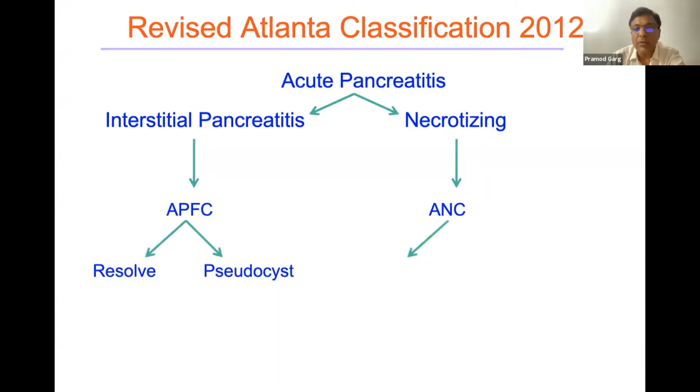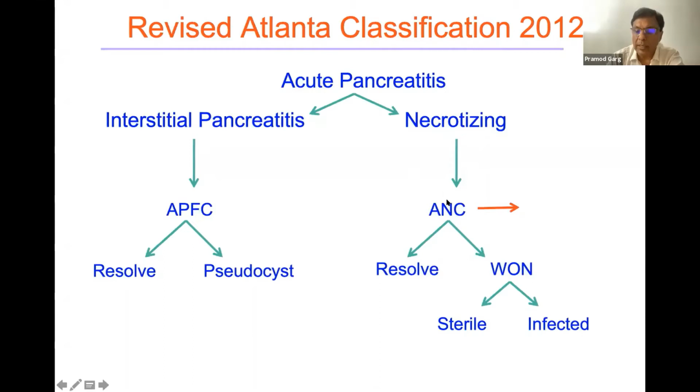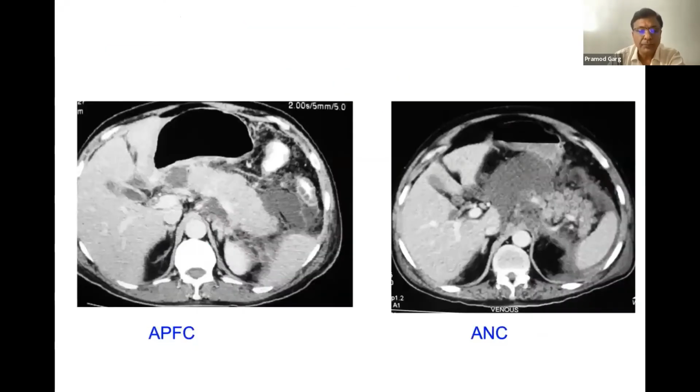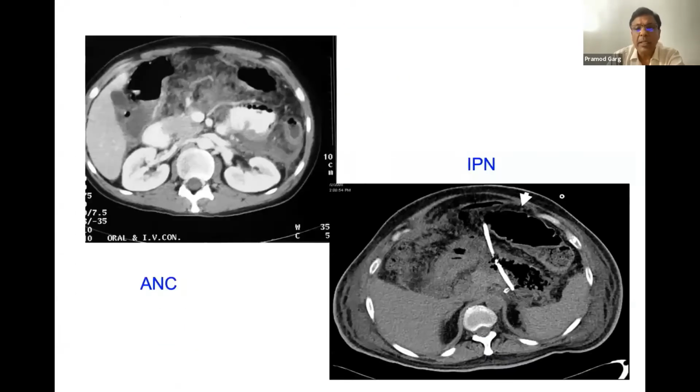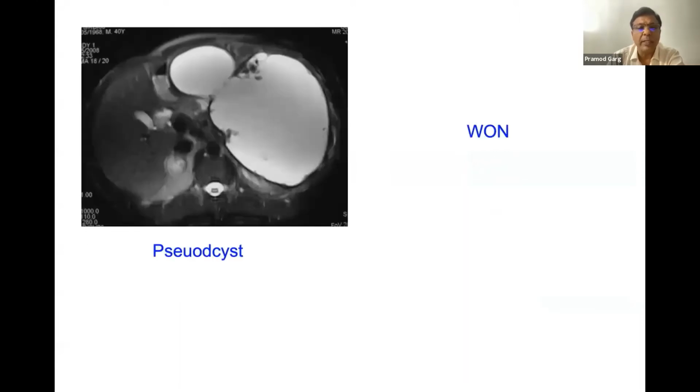Some may persist as pseudocysts, while acute necrotic collections usually persist and develop later into walled off necrosis, which may be sterile or infected. In some patients, at the stage of acute necrotic collection, they may get infected, what is classically known as infected pancreatic necrosis. So I think this scheme of things has to be kept in mind before we start contemplating draining of a fluid collection.